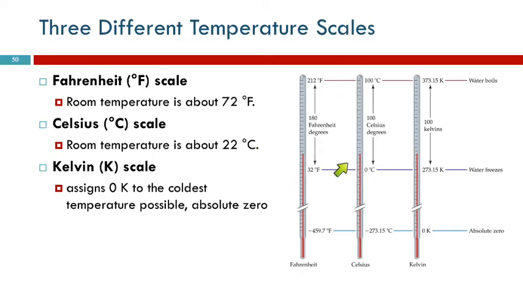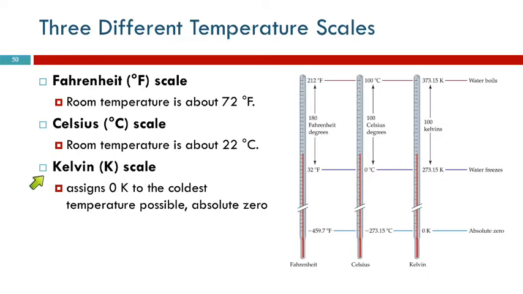The Celsius scale is the metric temperature scale. They assigned 0 to the freezing point of water, and they assigned 100 to the boiling point of water. That makes a little more sense, doesn't it? And then there's 100 degrees in between. On the Fahrenheit scale, there's 180 degrees in between. And so a Fahrenheit degree and a Celsius degree are not the same size, and 0 is not in the same place.